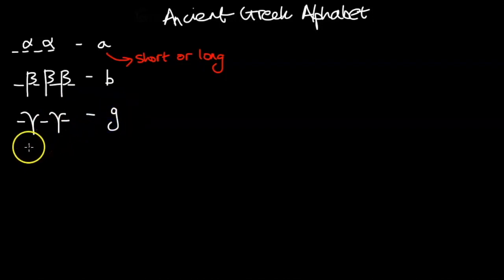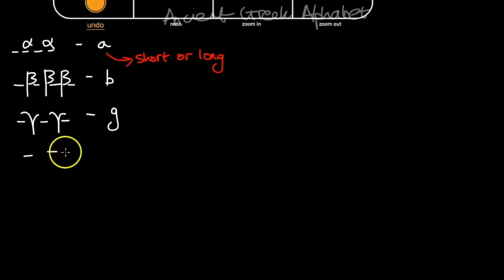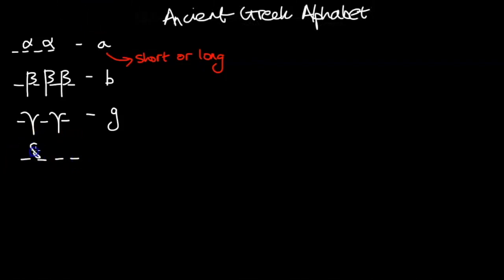After gamma, we have delta. Delta actually, oops, that's bad, sorry. Delta actually sits above the line, like that. Ooh, that's not so good, but kind of like that. Hopefully that gives you some idea of what delta looks like. And that is D. After delta, we have epsilon.